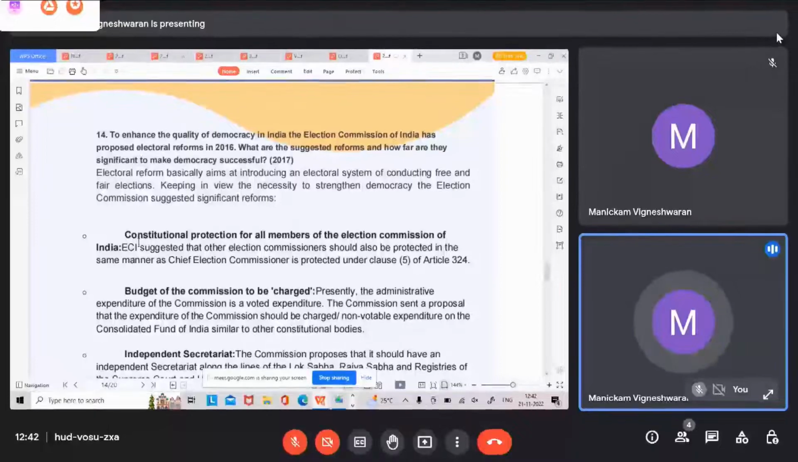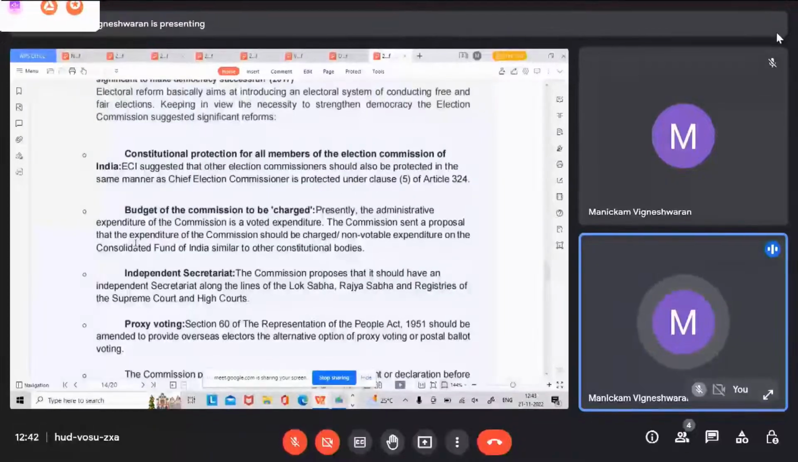Electoral reform basically aims at introducing an electoral system of conducting free and fair elections, keeping in view the necessity to strengthen democracy. The Election Commission suggested significant reforms. Constitutional protection for all members of the Election Commission of India: the ECI suggested that other election commissioners should also be protected in the same manner as the Chief Election Commissioner is protected under Clause 5 of Article 324.